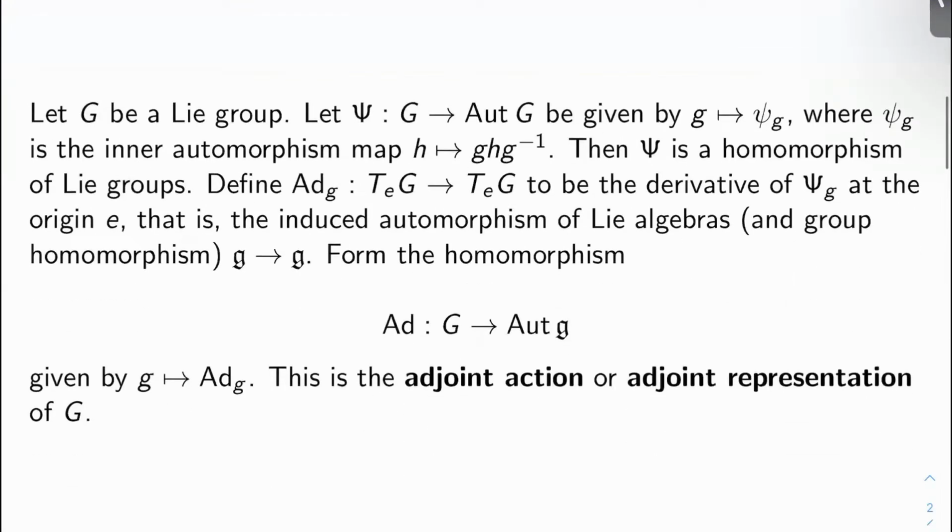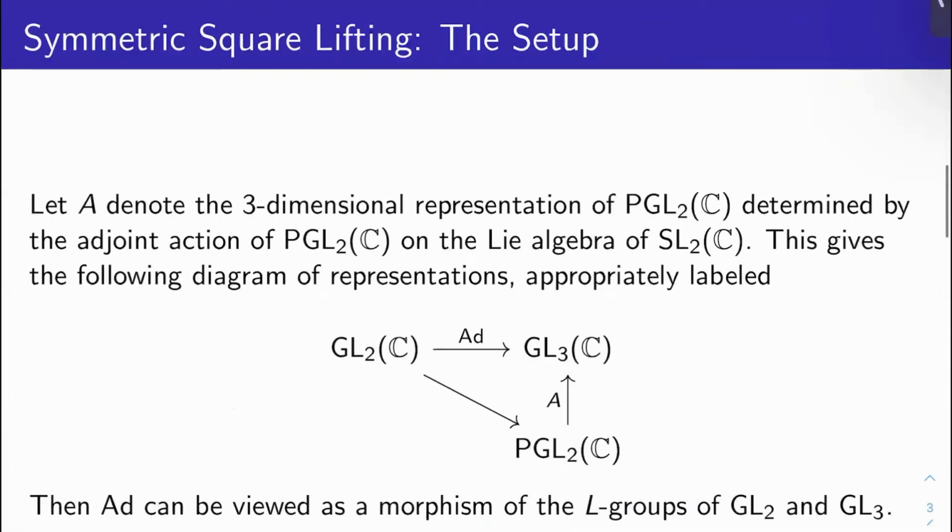Now I can form a homomorphism, which I'll call Ad, from G to the automorphisms of the Lie algebra. And what is that map? It just sends G to Ad sub G. This is called the adjoint action or the adjoint representation of G. This is some basic Lie theory, okay? So here's the setup for symmetric square lifting. We'll let A be the three-dimensional representation of PGL2 of C, determined by the adjoint action of PGL2 of C on the Lie algebra of SL2 of C, okay?